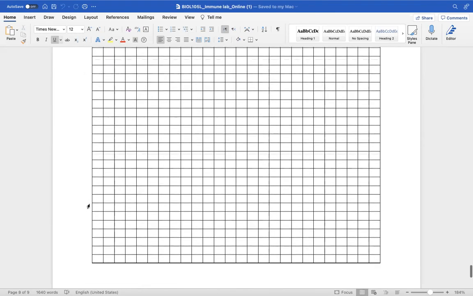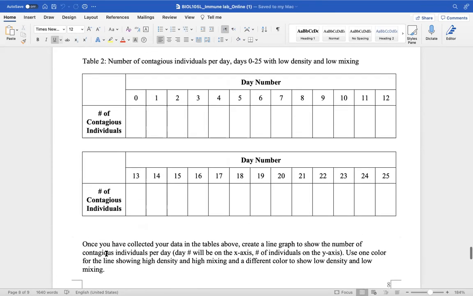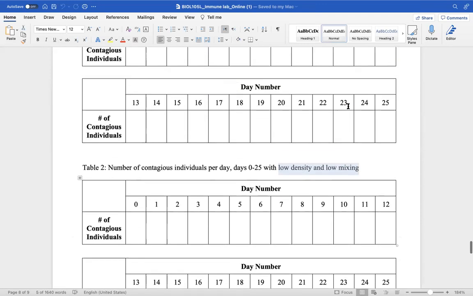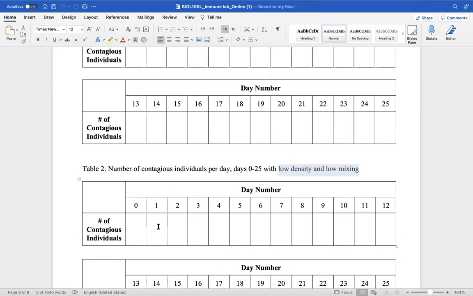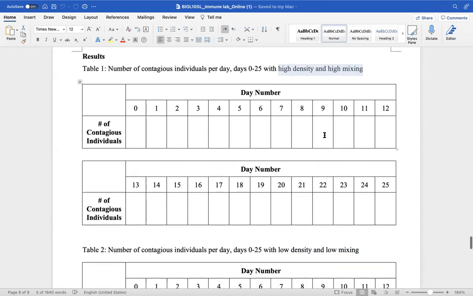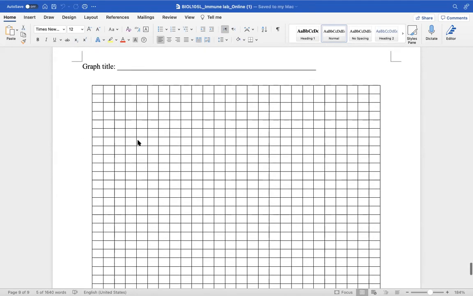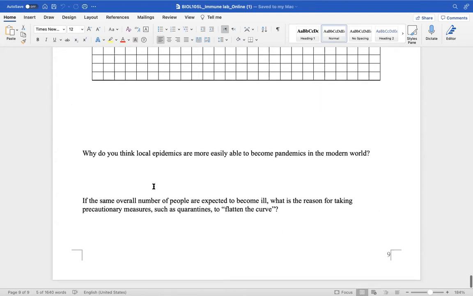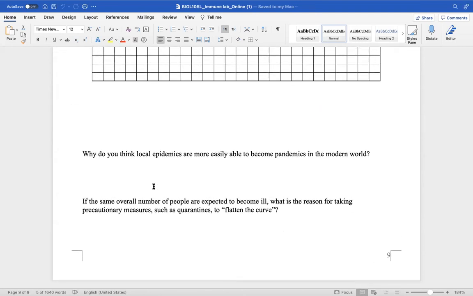So you'll have 2 points for each day, because you're doing 0 to 25 with low density and low mixing. That'll be 1 point for day 0, for day 1, for day 2. And then with high density and high mixing, you'll have the second point. So you'll have 2 points listed for each day, and then you'll connect the points as a line graph, and you can use a different color for each line. And then you have a couple of questions to answer at the end.